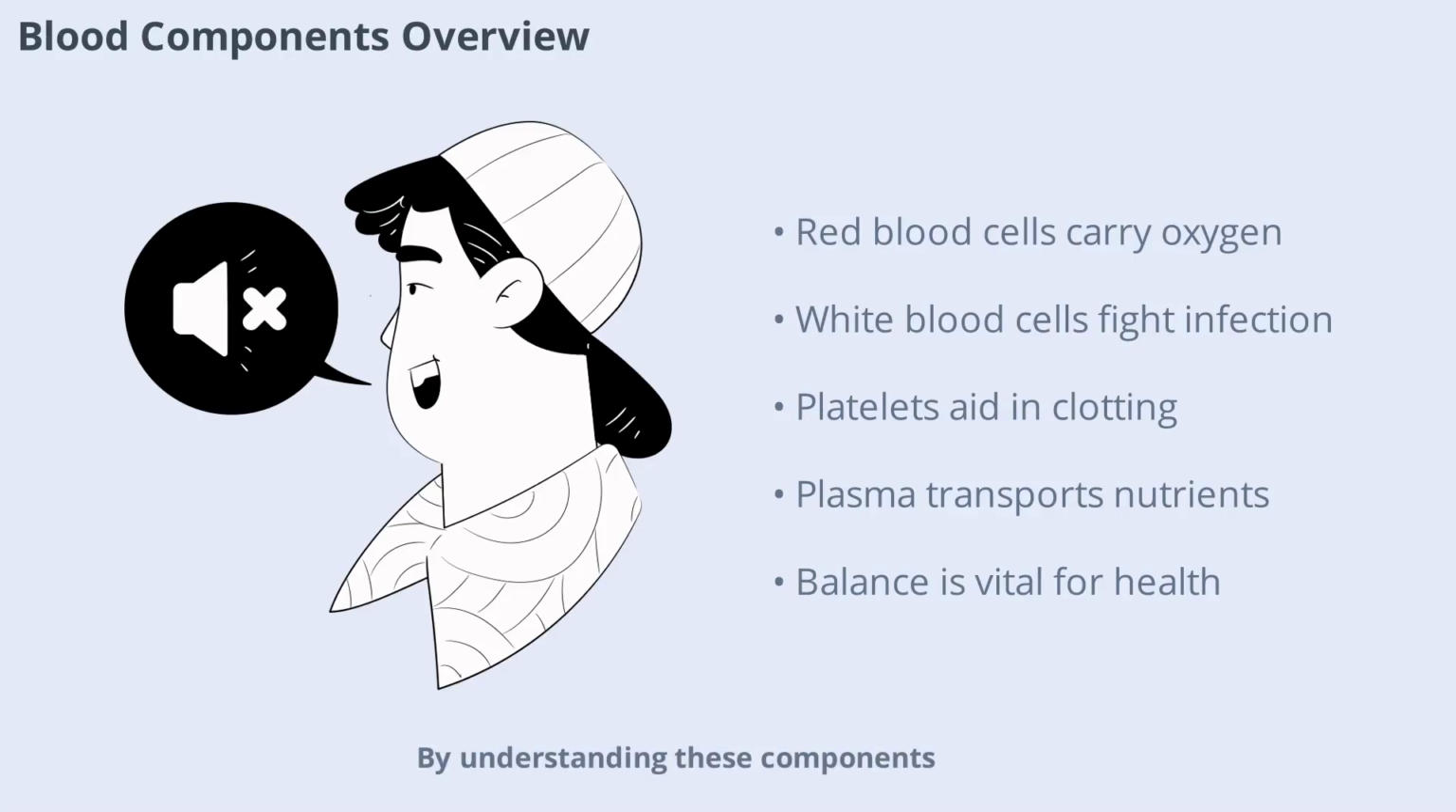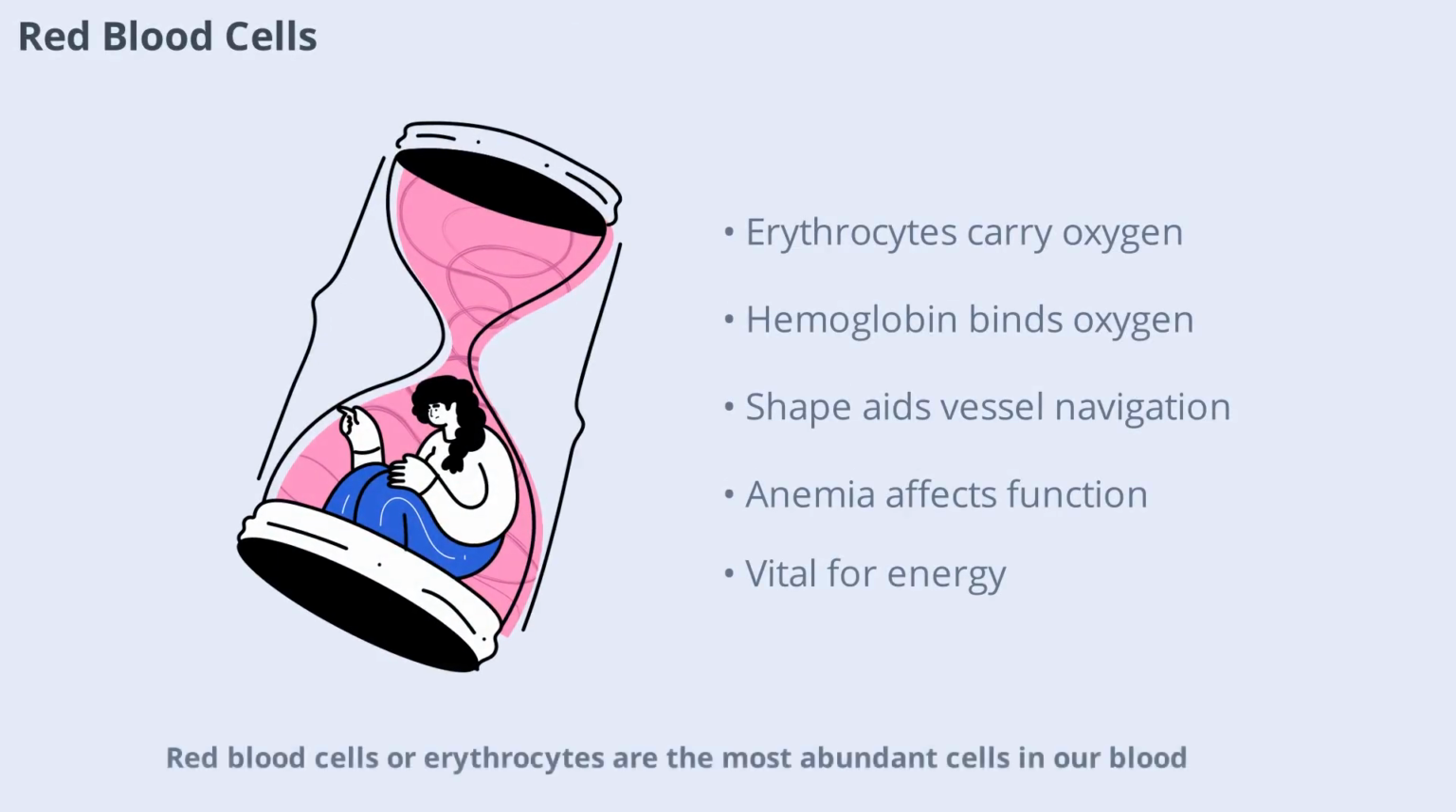By understanding these components, we gain insight into how blood disorders can disrupt normal bodily functions and why hematology is so important in medicine. Red blood cells, or erythrocytes, are the most abundant cells in our blood. Their primary function is to carry oxygen from the lungs to tissues and return carbon dioxide for exhalation. These cells contain hemoglobin, a protein that binds oxygen. The shape and flexibility of red blood cells allow them to navigate through tiny blood vessels. Disorders affecting red blood cells, such as anemia, can lead to fatigue and other health issues. Understanding their role is fundamental in hematology and helps us appreciate the complexity of blood.